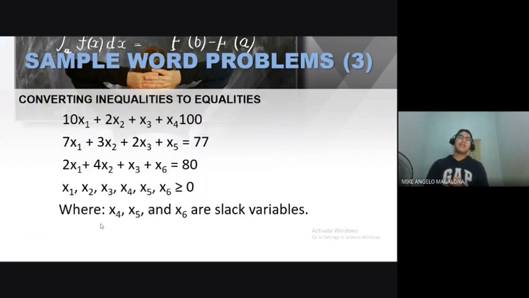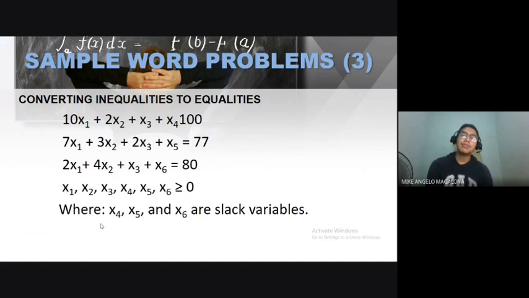Next, let us convert the inequalities to equalities. Then 10x sub 1 plus 2x sub 2 plus x sub 3 plus x sub 4 is equal to 100. Pardon for the error in the PowerPoint presentation. Next is 7x sub 1 plus 3x sub 2 plus 2x sub 3 plus x sub 5 is equal to 77. 2x sub 1 plus 4x sub 2 plus x sub 3 plus x sub 6 is equal to 80.